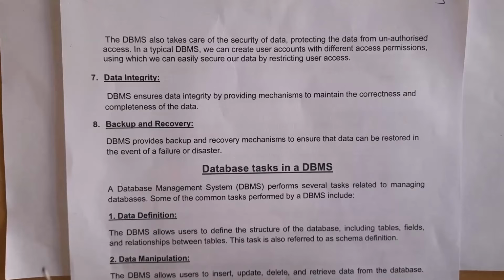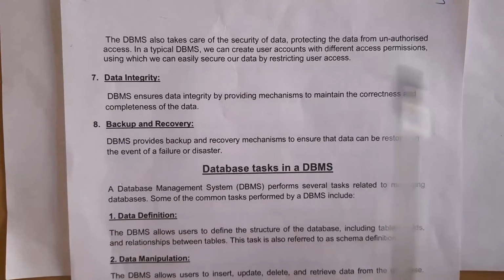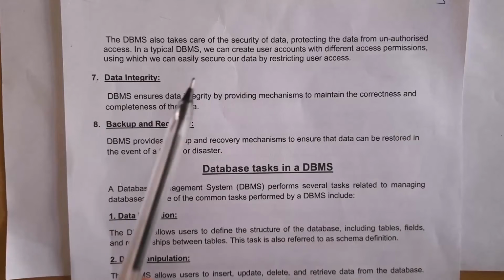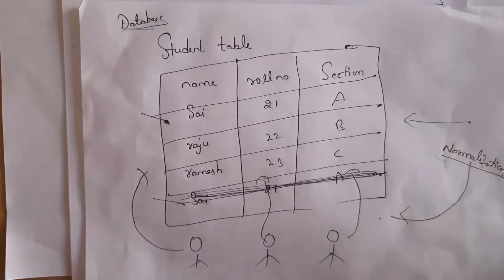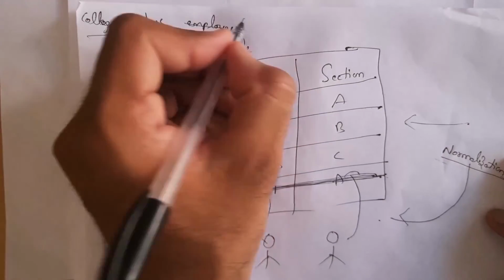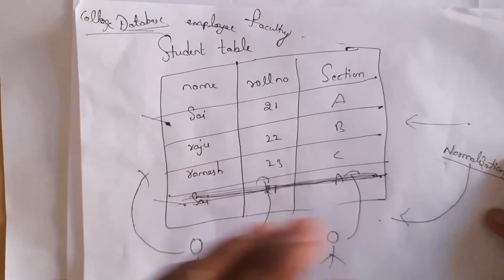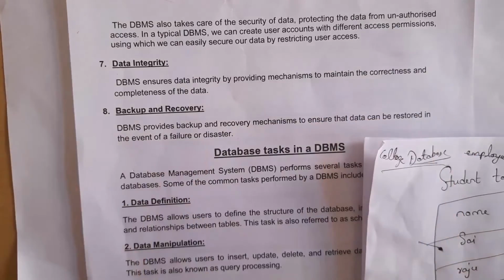The DBMS also takes care of the security of data, protecting the data from unauthorized access. In a typical DBMS, we can create user's account with different access permissions, using which we can easily secure our data by restricting users access. For example, let us consider this is my college database. This college database contains student table, faculty table and so on. Now what we can do is we can give password to each student. Only student with password can access this database. So we can protect data from unauthorized access.